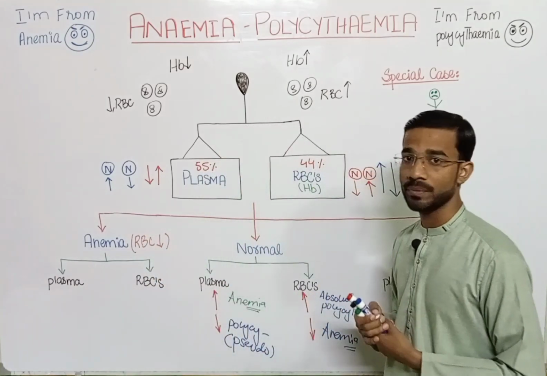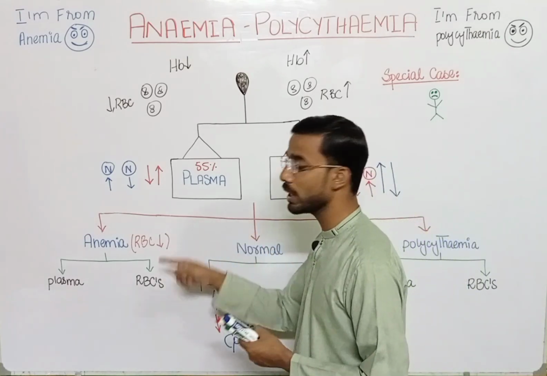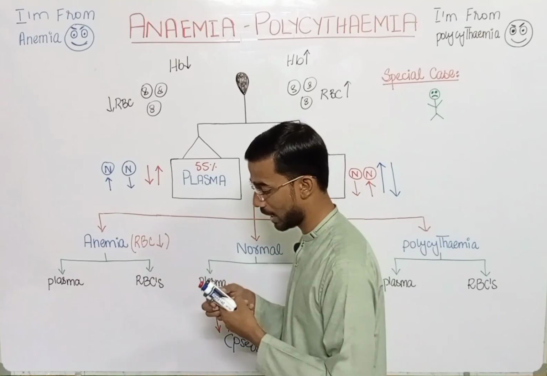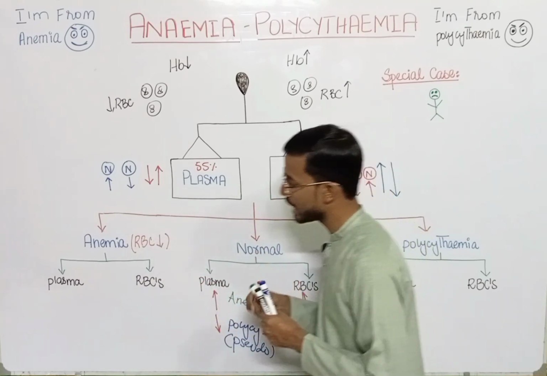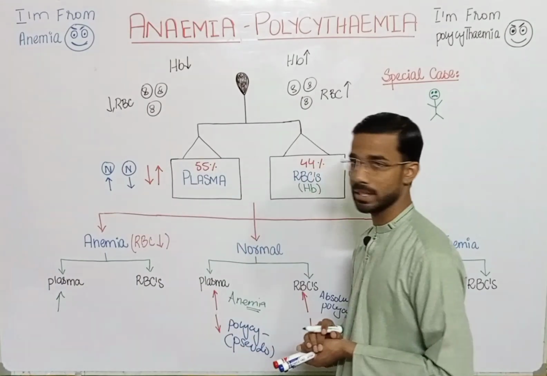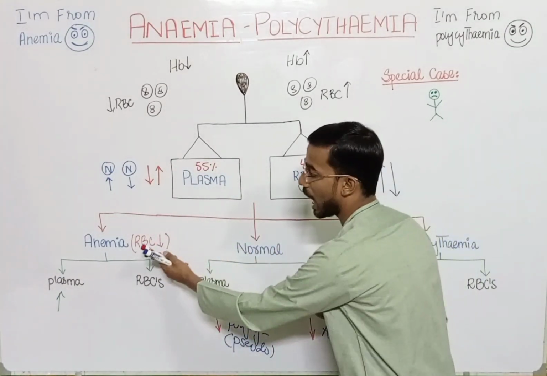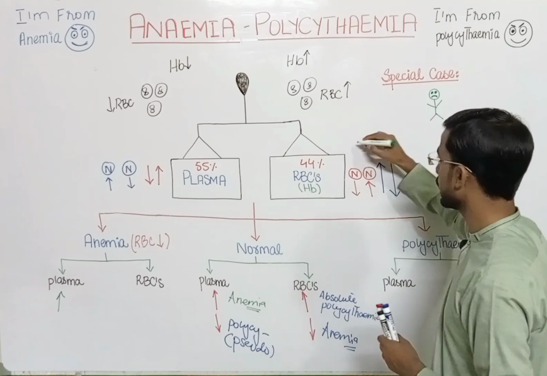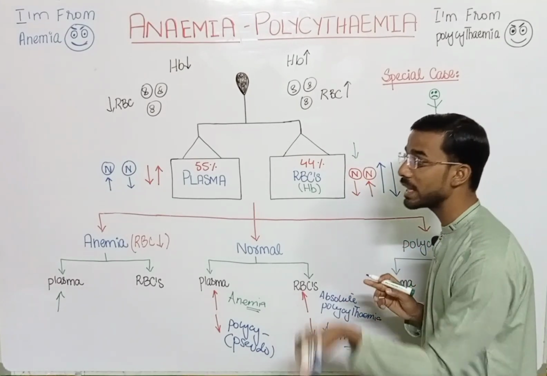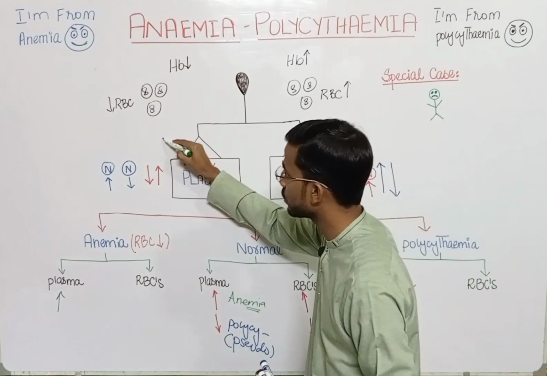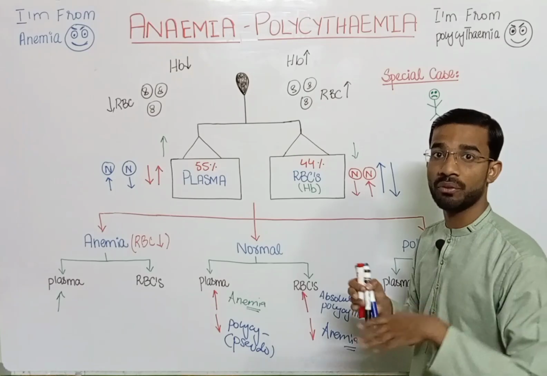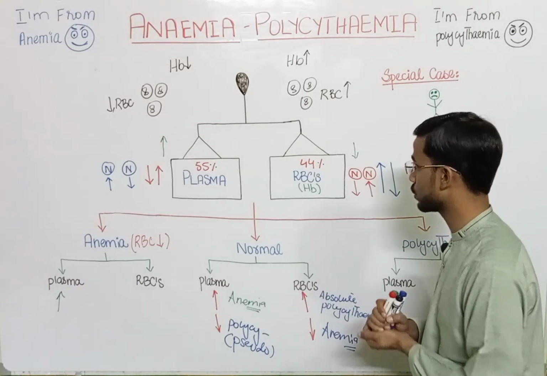Okay, now if we do the comparison of the decrease in the RBCs with the plasma, let's suppose the amount of the plasma increases. In anemia we know that the RBC number decreases. When we increase the plasma, the balance will be further disturbed. So this is the situation.